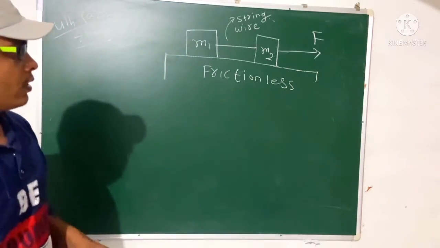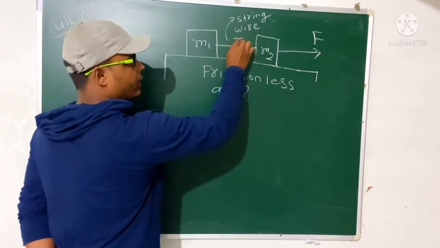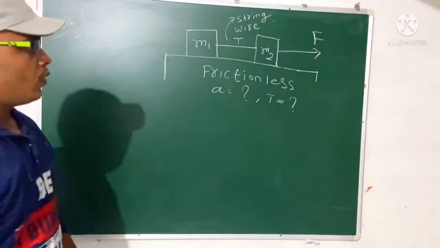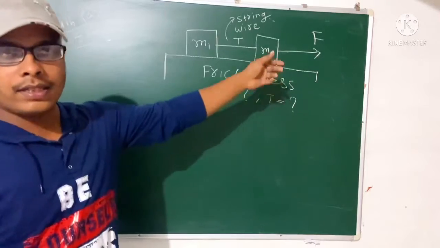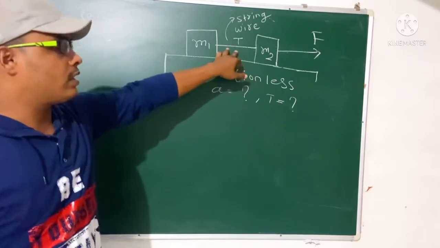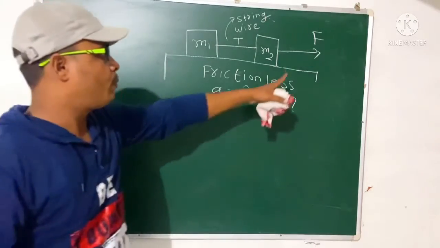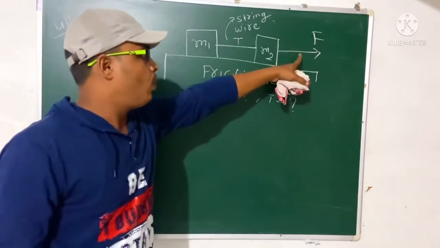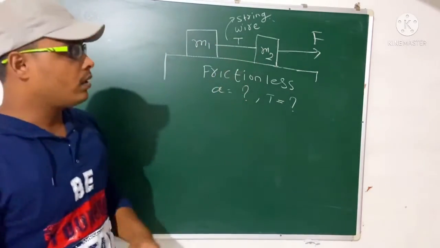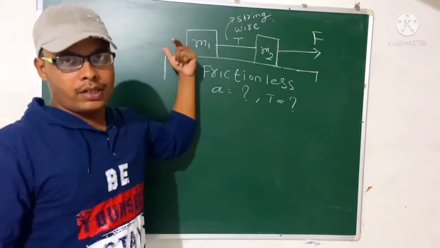I think you understand the question. The question is, what is the acceleration? And since the string connects them, it has some tension, so what is the tension? These are the two questions. M1 and M2 are both connected through a wire, so the wire has some tension. Another thing is the force. The force is connected to M2. That means the force pulls both objects, but F is directly connected to M2, not directly connected to M1.